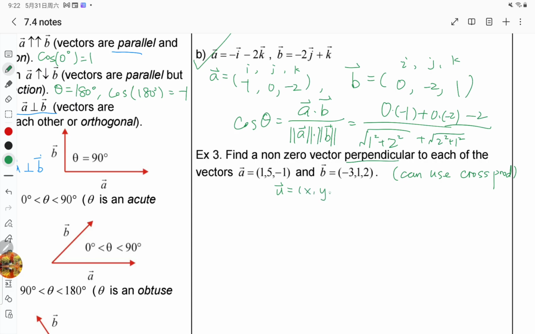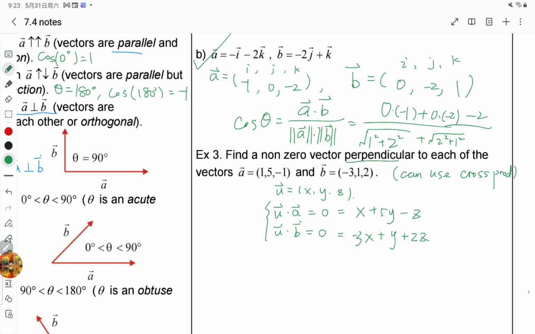U is equal to x, y, z, so that we set up two relations: U inner product with A is equal to 0, and then U inner product with B is 0. And then you just plug it in, right? So that, let's see, A is this, so x plus 5y, and then minus z, right? And then this is u inner product b with -3x, and then plus y, and then plus 2z.